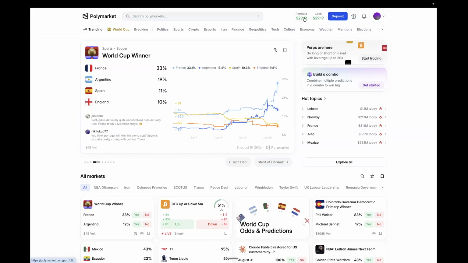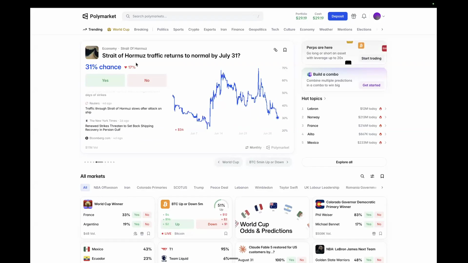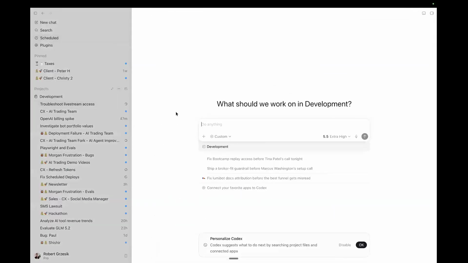But okay, that worked. So I got 30 bucks in my Polymarket account. So why don't we try this out? We can actually try to connect to Polymarket. So I'm going to get another agent here.